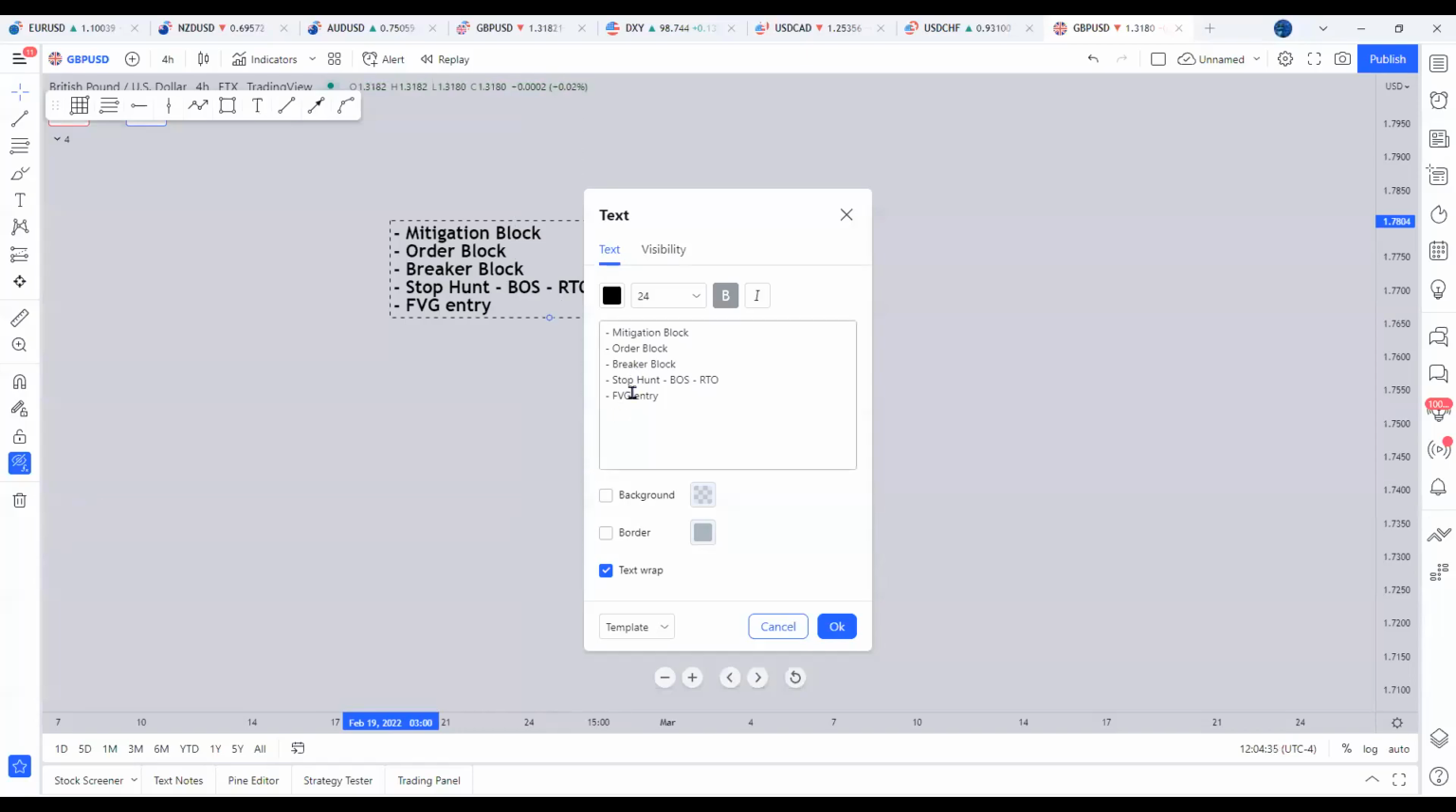Yeah, so for everybody in the recording, I'm talking about entry points today and entry patterns so that you guys can get entries on lower time frames a lot easier. Okay.